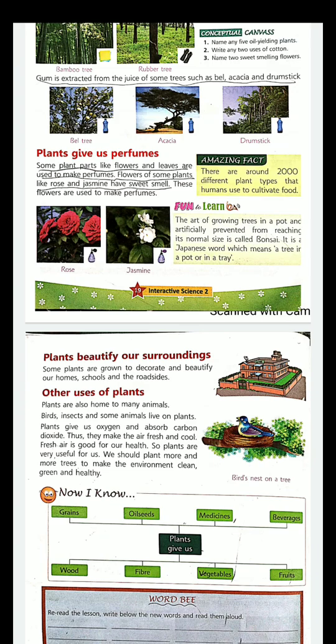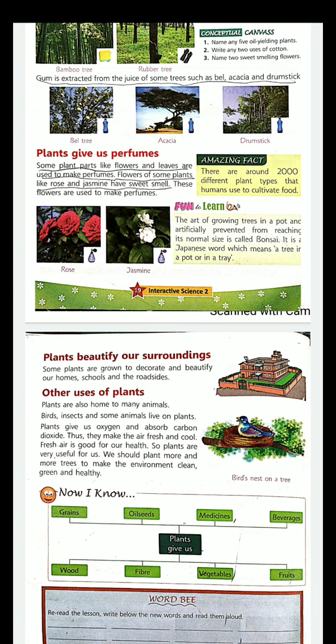Now, other uses of plants. There are many other uses of plants. They do not only give us things. The biggest use is what? Plants give us oxygen to live on the earth. Plants are also home to many animals. Yes, you know, birds and all. Mainly the birds have their house or their nest in the plants, on the branches of plants. Birds, insects and some animals live on plants.